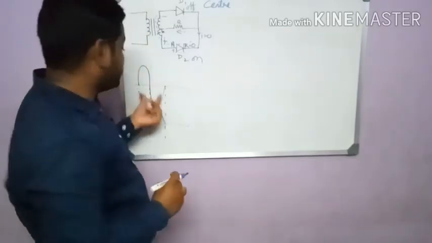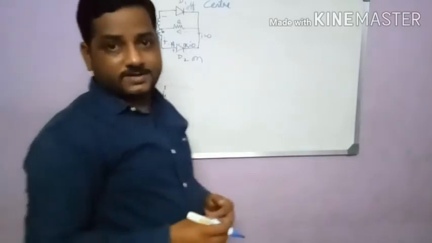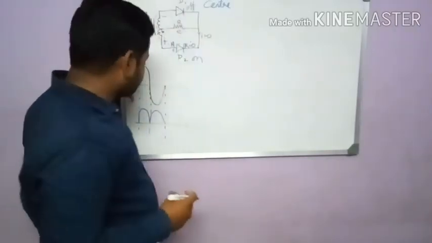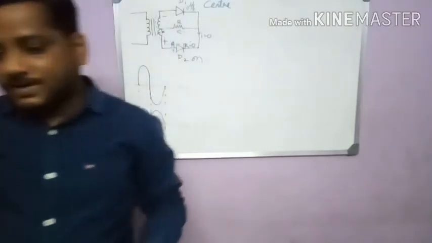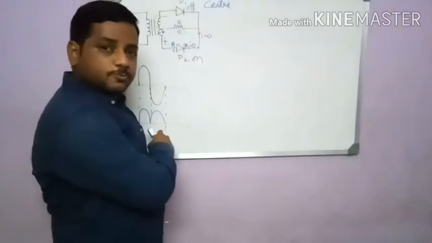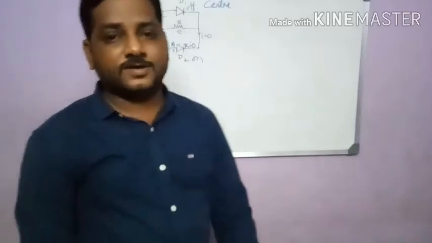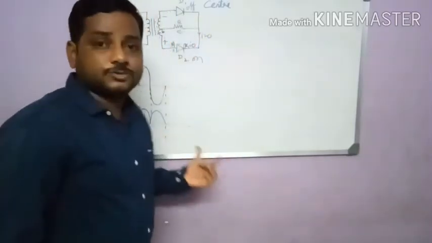We got two pulses for a complete cycle, right? That's why it is called a full wave rectifier. And looking into this, we can conclude that the full wave rectifier is better than the half wave rectifier, right? Because it is giving better output than the half wave rectifier. In a half wave rectifier, we got only half of the output, whereas here we got almost the full, right?